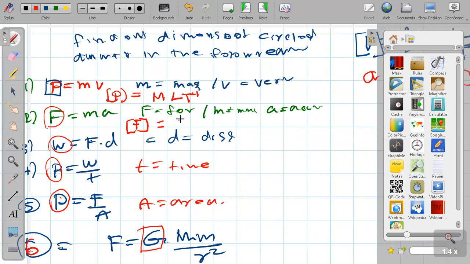Force is mass M multiplied by LT minus 2. This is how it is. Now this one you have to substitute over here. So the work done is going to be ML T minus 2 times L. So the finalized dimension is ML square T minus 2.